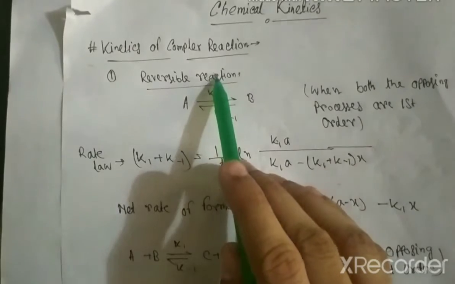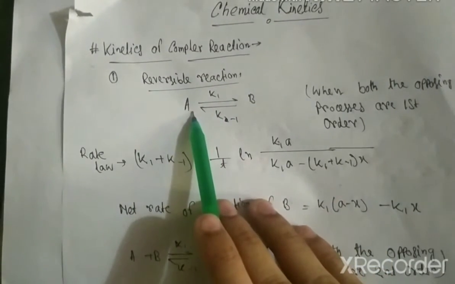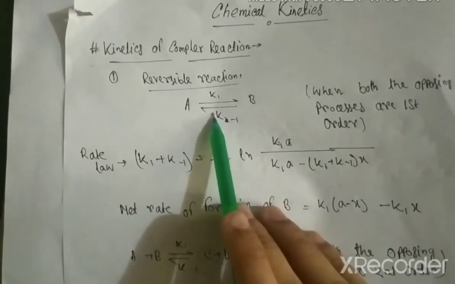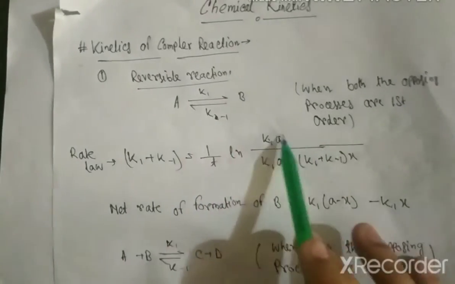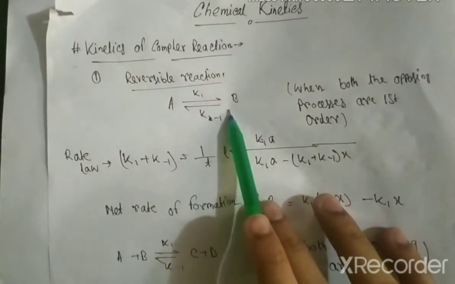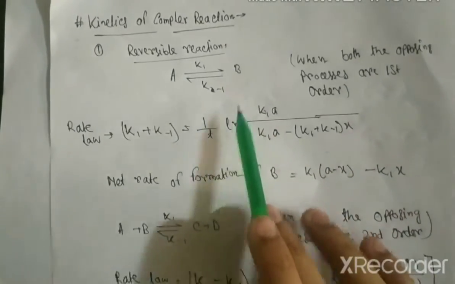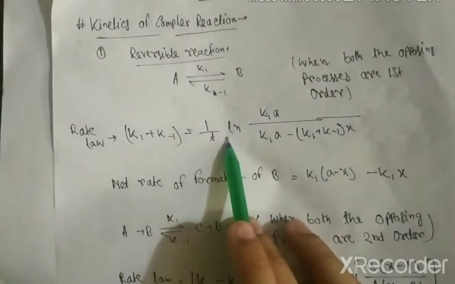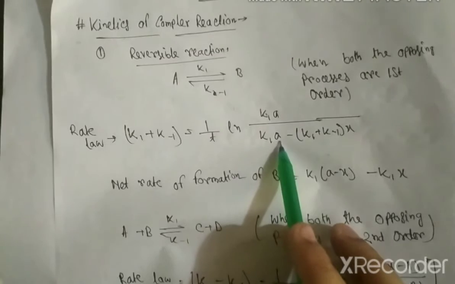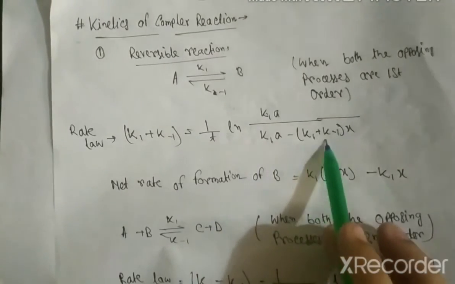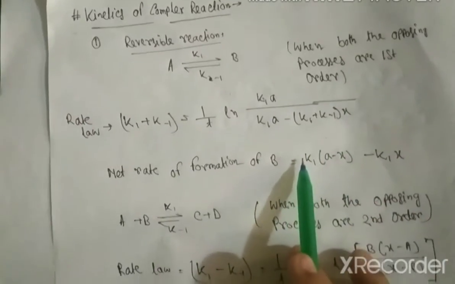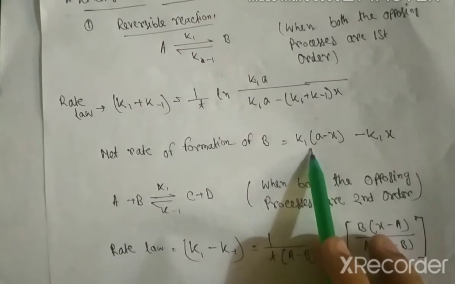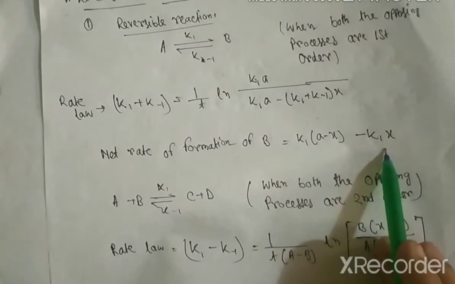Kinetics of complex reactions. For a reversible reaction, suppose a reversible reaction A to B, the forward reaction rate constant is K1 and the backward reaction rate constant is K inverse 1. Let us consider both the forward and backward processes are of first order. Then the rate law becomes K1 plus K inverse 1 is equal to 1 by t ln of K1 a by K1 a minus (K1 plus K inverse 1) into x, and the net rate of formation of B is equal to K1 into (a minus x) minus K inverse 1 into x.